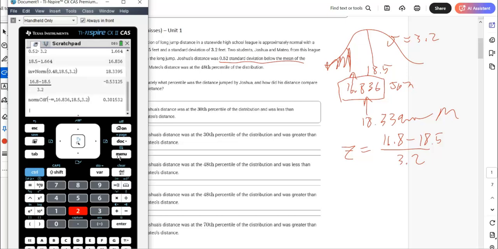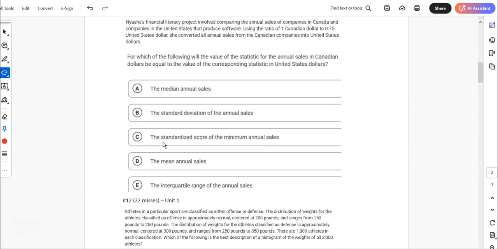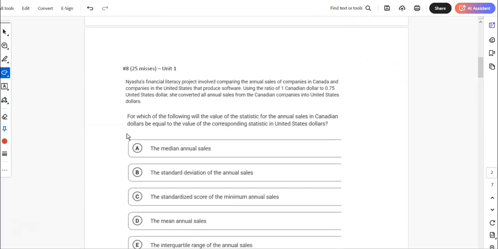That's pretty close to the 30th percentile. Yeah, I'd say that's the 30th percentile. Yeah, that's good. So it's A. So 30th percentile. That one was good. We got lucky the first time. We probably could eliminate answers and get it quicker, I'm guessing.